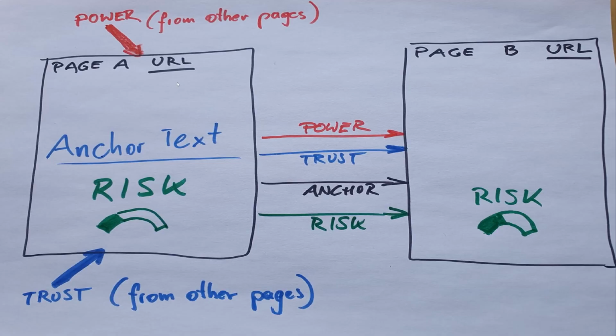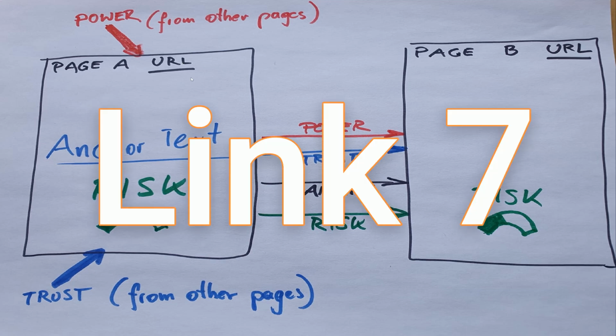Power comes from other pages, and trust comes also from other pages. Of course, then we say internal links or network links or external links, but the calculation, what a URL has, is done on the URL level. And Google confirmed that they don't have any domain-wide metric.